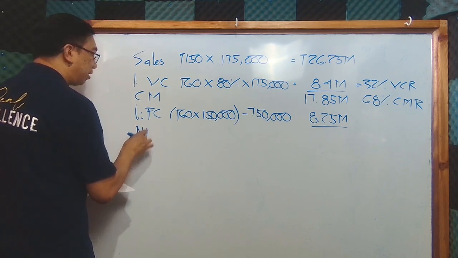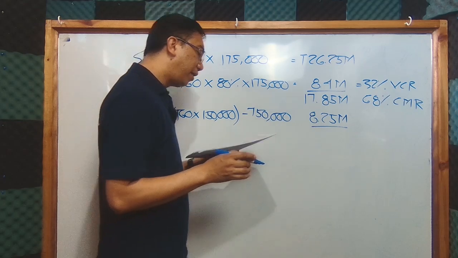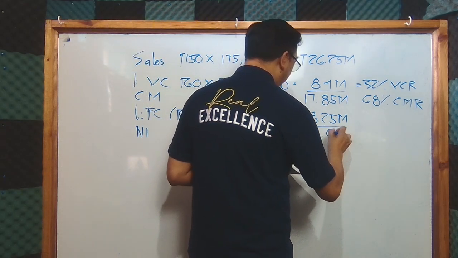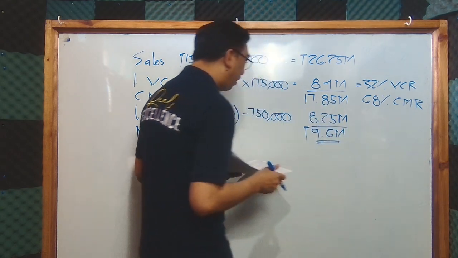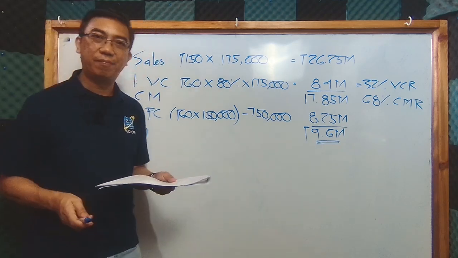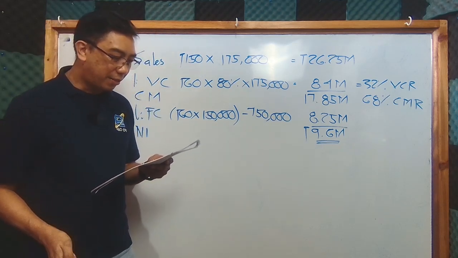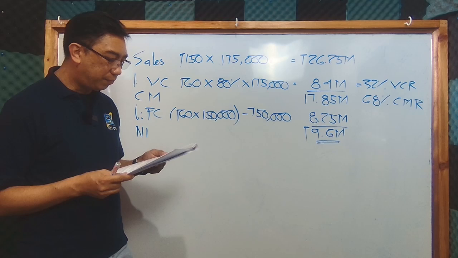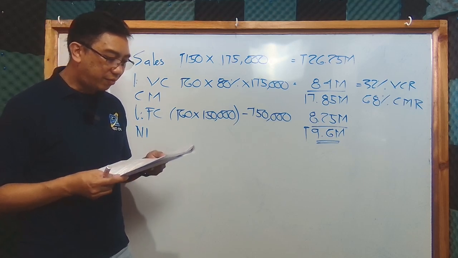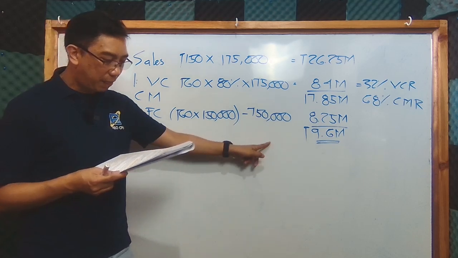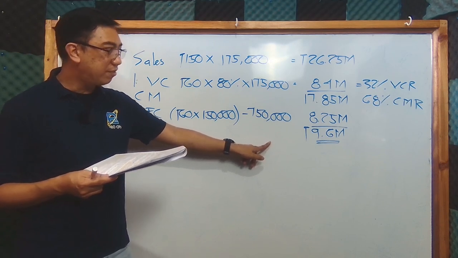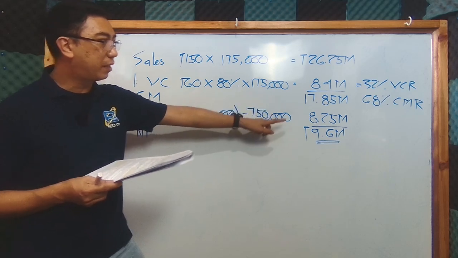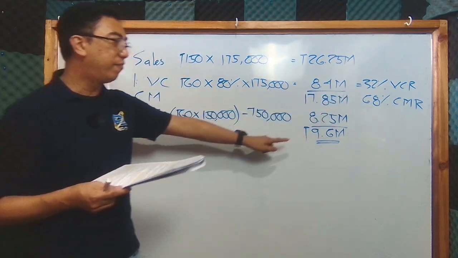Okay, so from the 8.25 million, we will now compute for the net income. So after the changes took place, how much is the anticipated net income? Anticipated net income becomes 9.6 million. Okay, 9.6 million. So what is the correct answer then? Pagtingin natin sa mga choices natin, letter A is false because of the net income. Letter B is false because of the contribution margin. Letter C, class, variable cost ratio of 32%, and then operating income of 9.6 million.